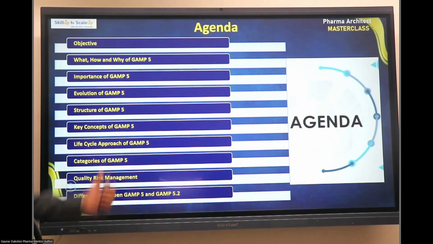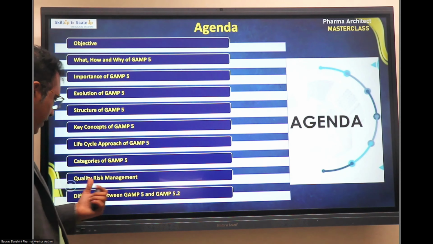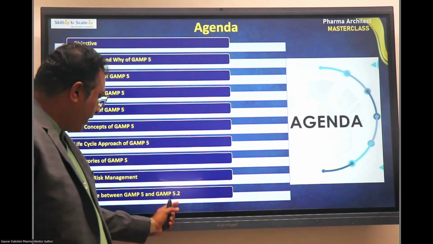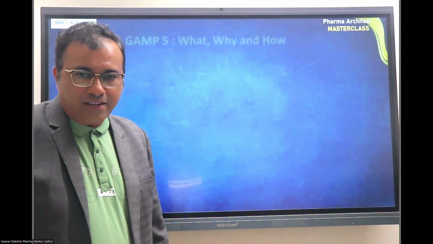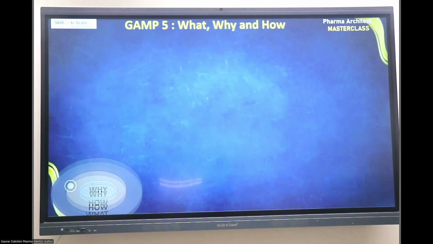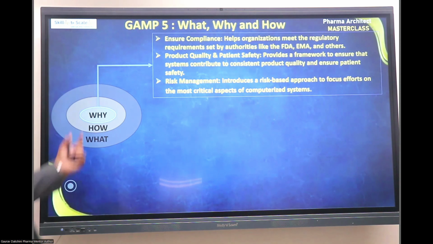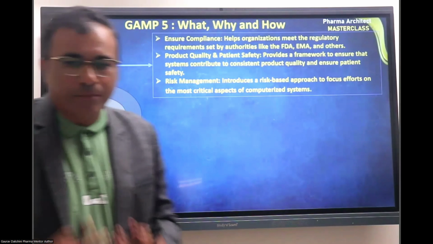The structure of GAMP 5, key concepts, the lifecycle approach, the categories of GAMP 5, risk management, and then the difference between GAMP 5 and GAMP 5.2. So we discussed last time the why, what, and how. So firstly, why GAMP 5? Because it ensures compliance.